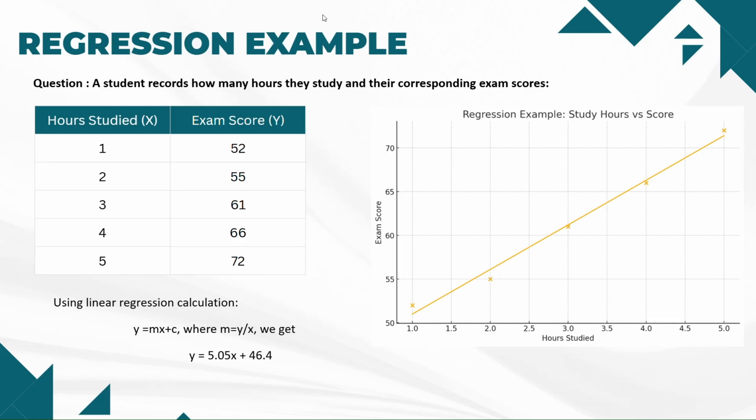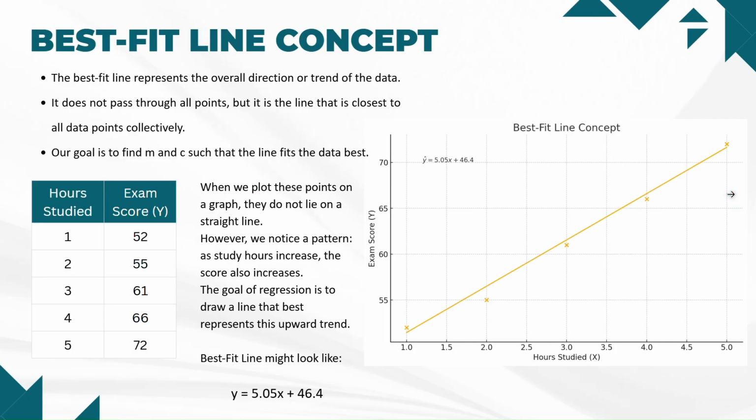Now if we plot these data points on a graph, we notice that the points do not lie perfectly along the straight line. This is normal because real world data is never perfect. However, when we look at the overall pattern, we can still see a trend. And this is when the concept of best fit line comes into picture. So the best fit line is the line that best represents this trend. It does not pass through all points, but it is the line that is closest to all the data points collectively.